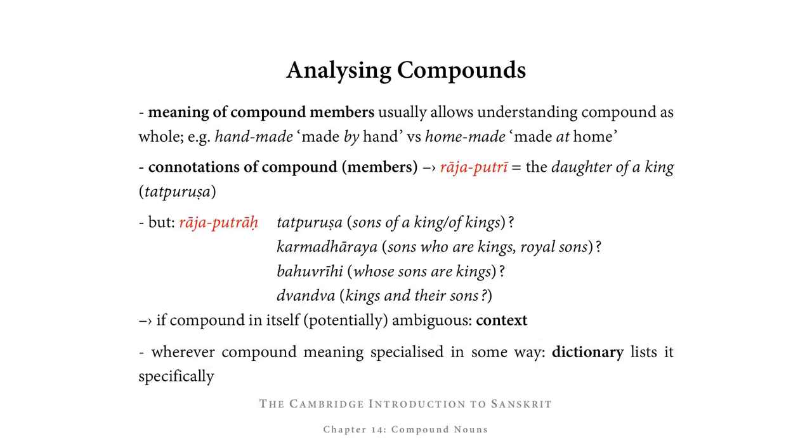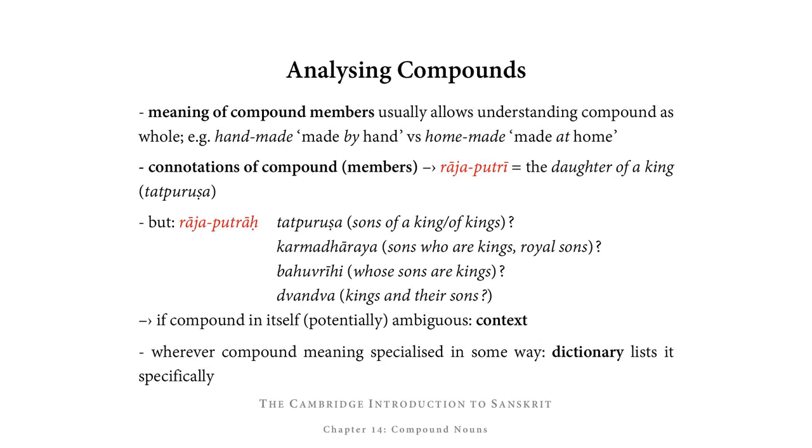So for example, when you see an English word such as handmade, you'll be able to understand that that means made by hand. But if you see a word such as homemade, you'll be able to understand without any problems that it means made at home. The connotations of a compound or of compound members also help.